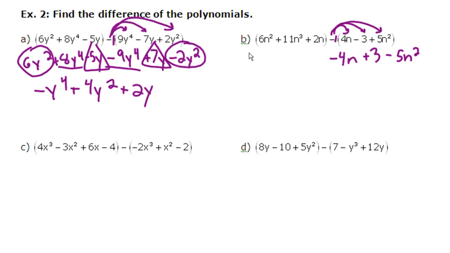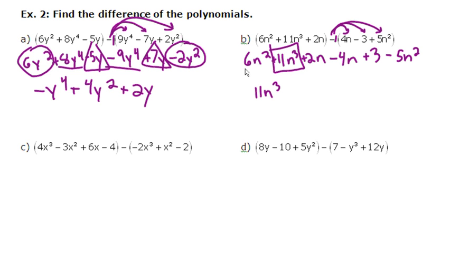The other parentheses, the one in front, I'm just going to bring down these numbers. And then now I'm just combining my like terms. My highest exponent is to the third power. This is 11n to the third. It's the only one, so I just rewrite it.